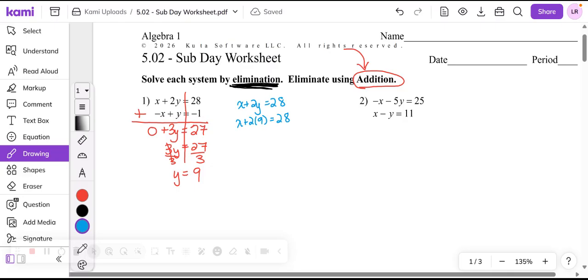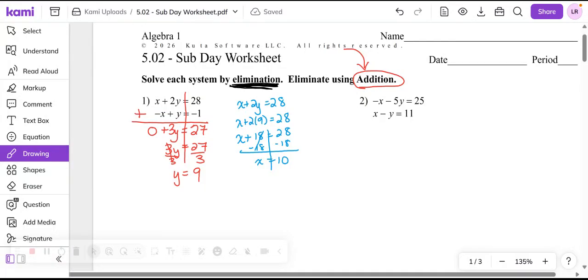Now, 2 times 9 is 18. And then I would solve this equation. Subtract 18 from both sides, that means x would have to be 10. Now, to make sure this really works, I would plug in both of those and see if it works in the other one too.